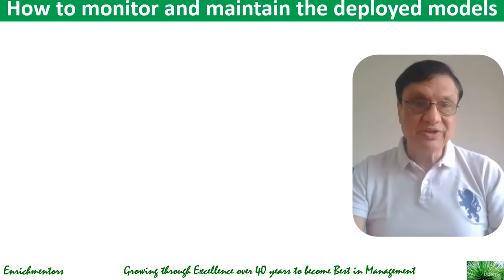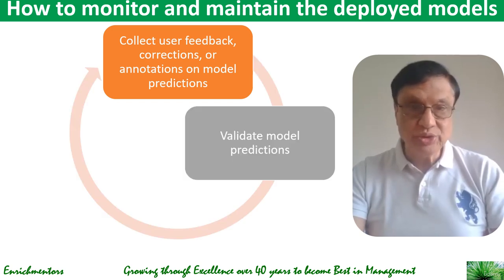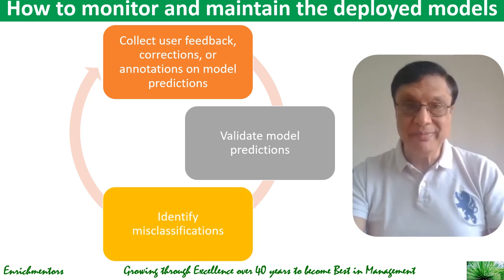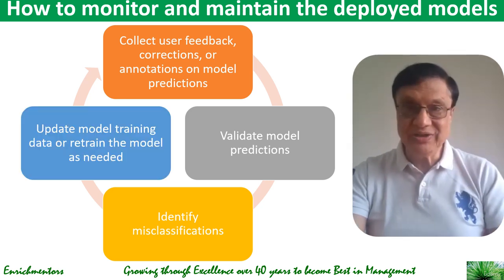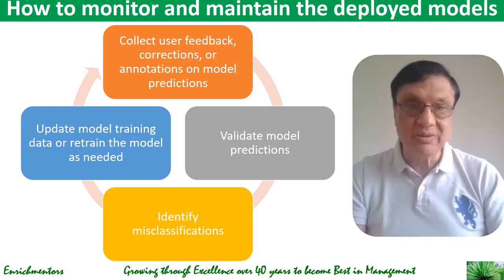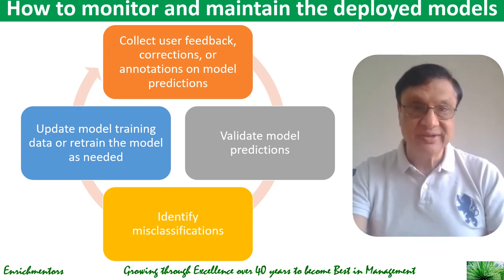So one of the things you can do is to establish feedback loops to collect user feedback, to get corrections and annotations on model predictions. And you can also use feedback data to validate the model predictions, identify misclassifications or mispredictions, and update the model training data or retrain the model as needed. Right? So feedback loops are critical.